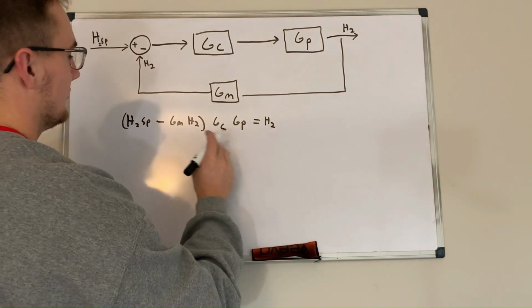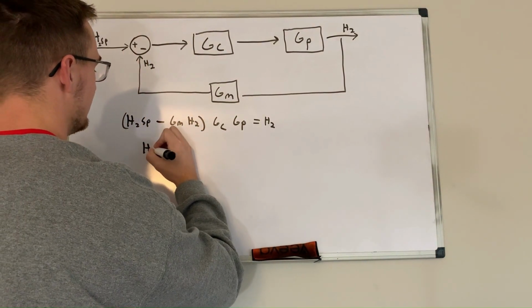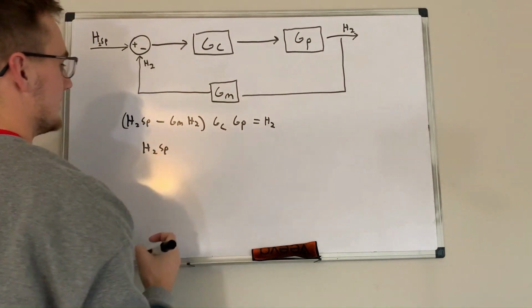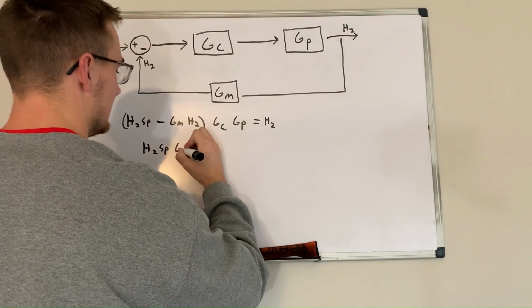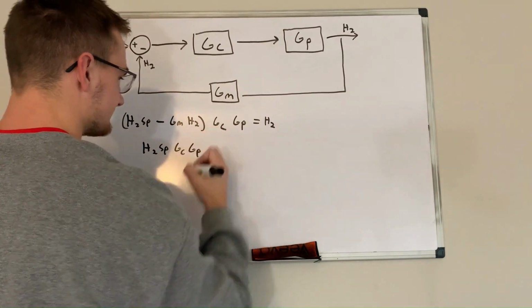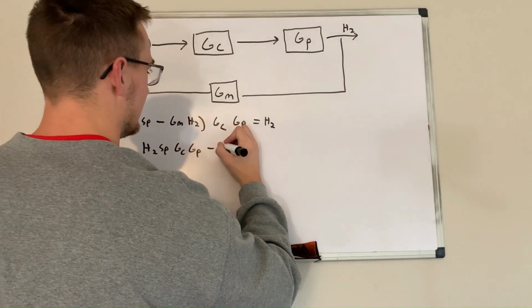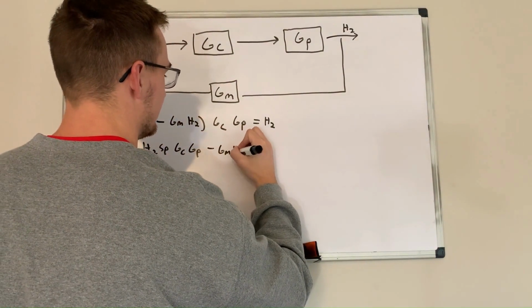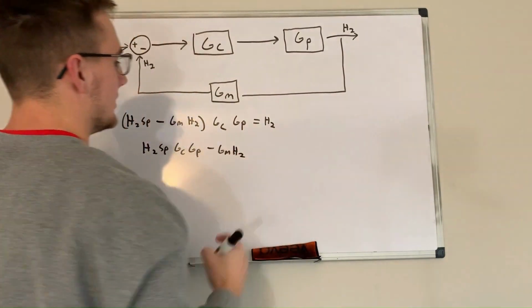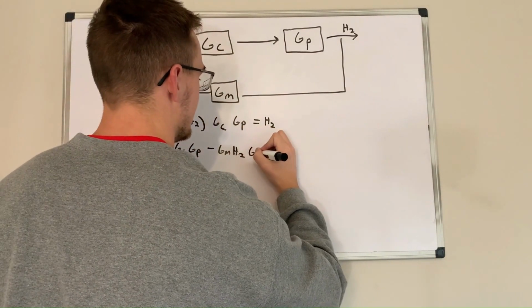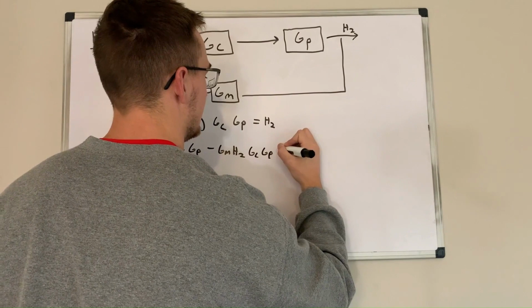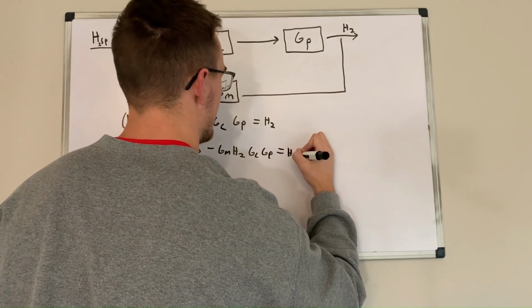So I'm going to go ahead and multiply this through. H2 set point times GC times GP, minus GM H2 GC GP. And this is all equal to H2.